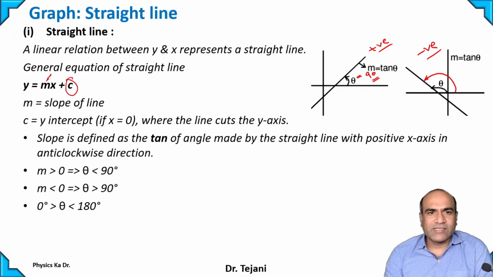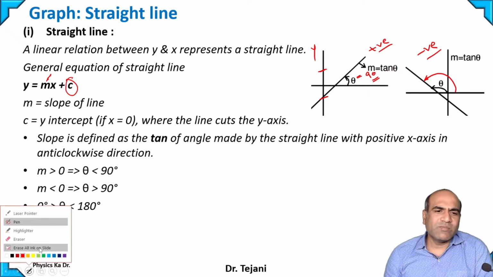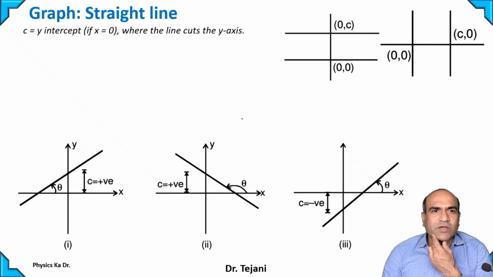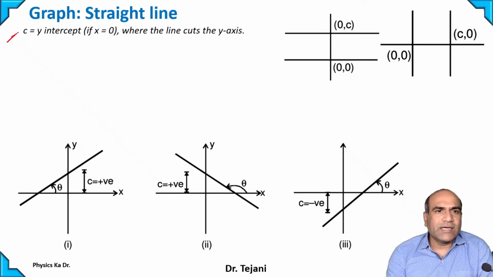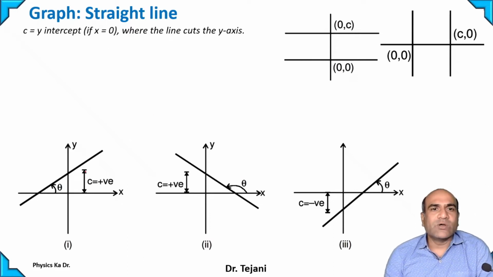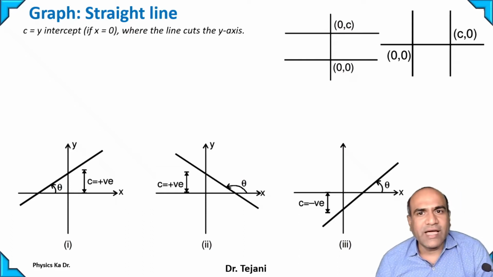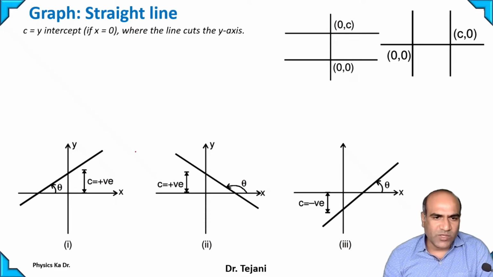And another part, C. If C is positive, it cuts above the x-axis on the y-axis. If C is negative, it cuts below the x-axis on the y-axis. We will see more in detail also. Now, we know that C is equal to the y-intercept, when the value of x is equal to 0. At that time, this line cuts the y-axis. So it shows the point where the line cuts the y-axis.